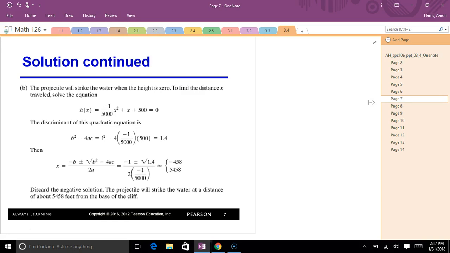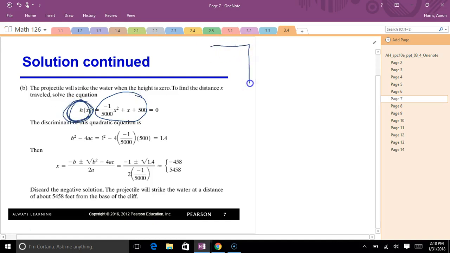Now, part B. When will the projectile strike the water? Well, whenever your equation is equal to 0. In other words, when is your height, right? If you've got this picture here, when is your height 0? Well, it's got to come down. You want your height to be 0, so we replace h of x with 0.